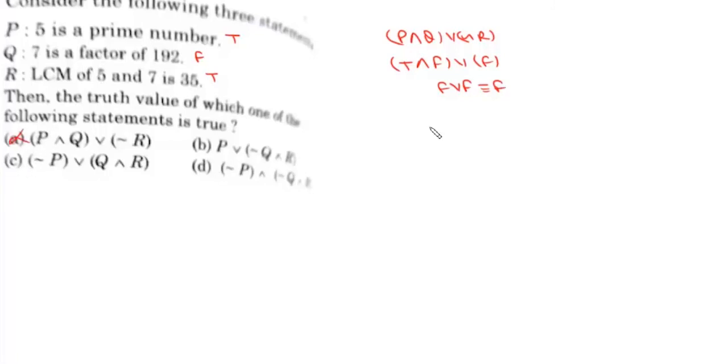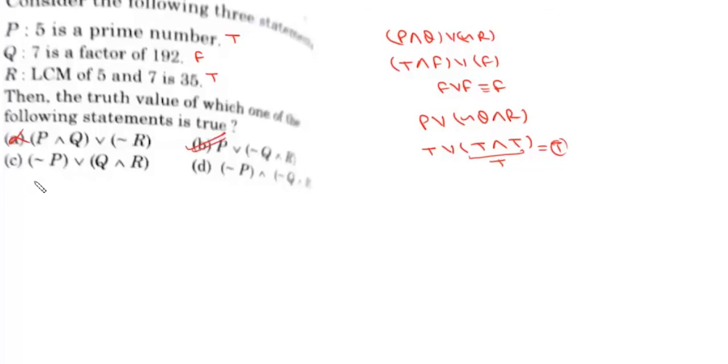Now what about statement B? Statement B says P or not Q and R. Now P is true, not Q is true and R is also true. So true and true is true and true or true is also true. So that means statement B is correct.